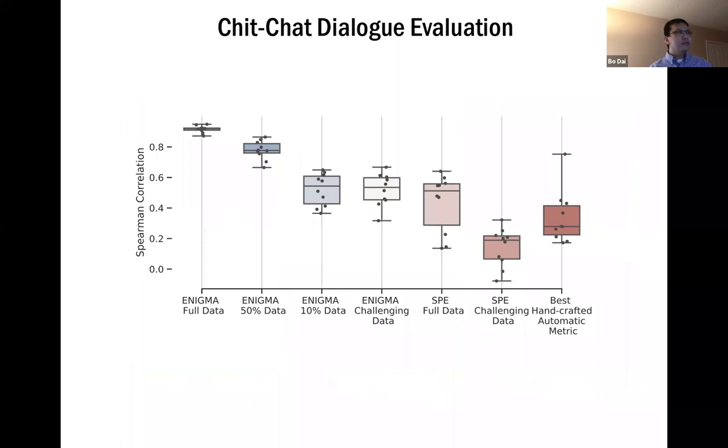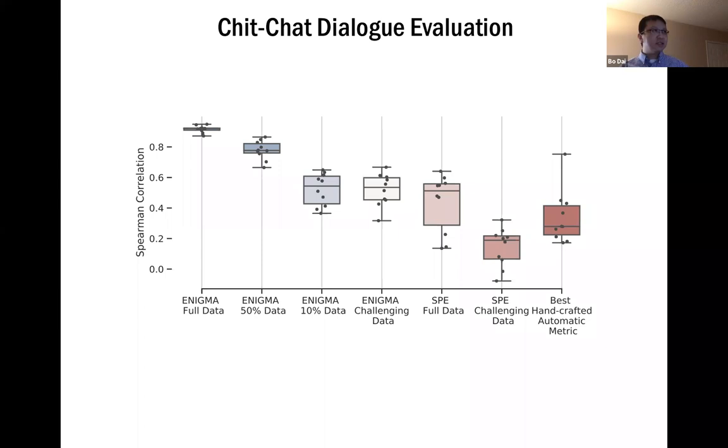And here we also apply the method to chit-chat dialogue evaluation. This is a well-known benchmark. In their original paper, they use supervised learning to predict the result by regression, I think it is this line, according to some handcrafted features. We also compared to SP, which is the self-play estimator. We can see that with full data, INGMA beats the current state of the art by a significant margin. Even with just partial data, like half, 50%, and 10% of the data, it still behaves much better than the current state of the art.